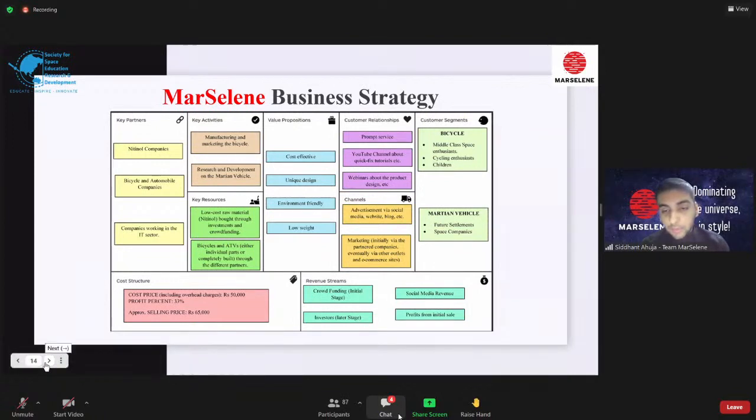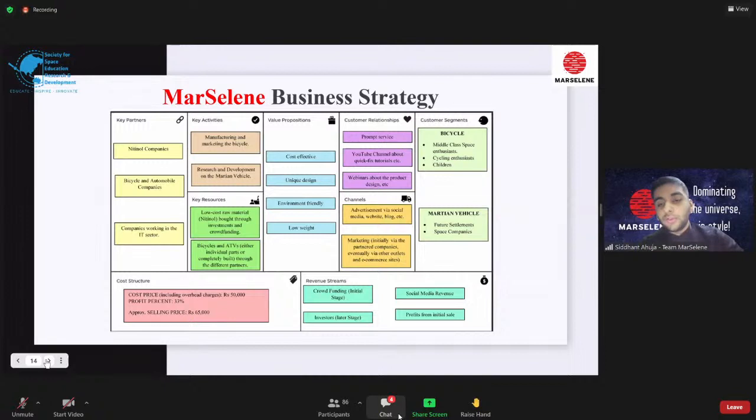Revenue streams. The main revenue streams for Marceline are crowdfunding initially and angel investments ultimately. The social media revenue can also be added to this sum. The crowdfunding websites that the team has shortlisted for running a campaign are Crowdfunder, Kickstarter, Fuel a Dream, and Indiegogo.